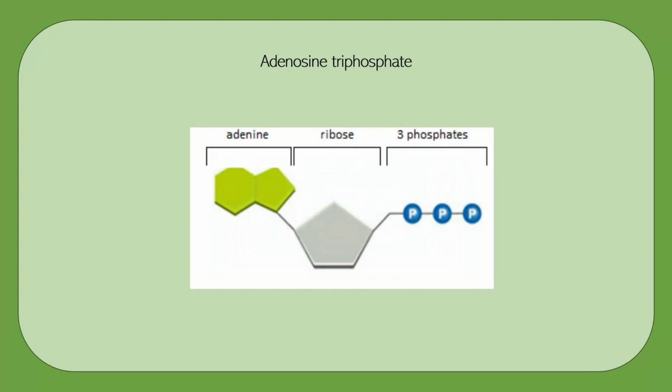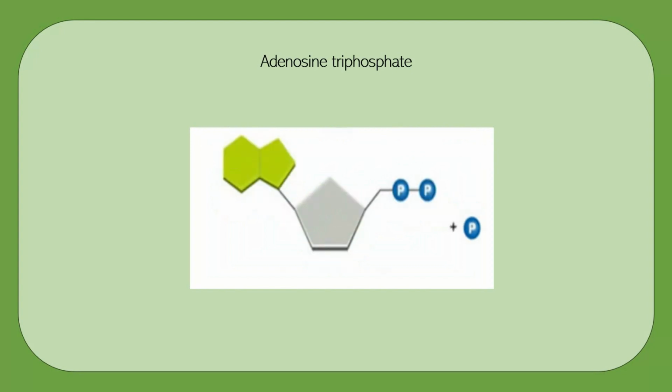The structure is a modified RNA nucleotide with the adenine and the ribose, followed by the 3 phosphates. When ATP transfers its energy, it becomes ADP, and it loses a phosphate. ADP stands for adenosine diphosphate since it only has 2 phosphates connected.